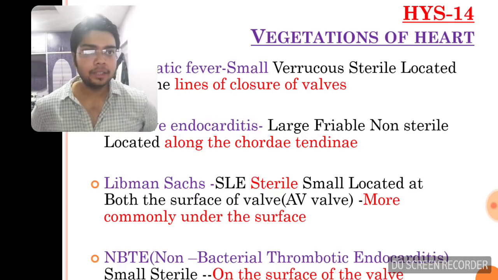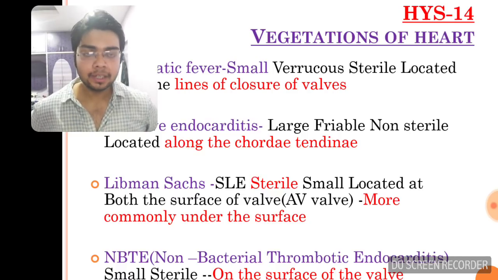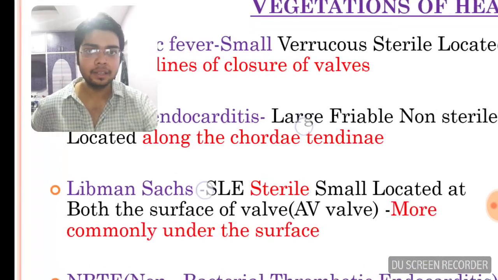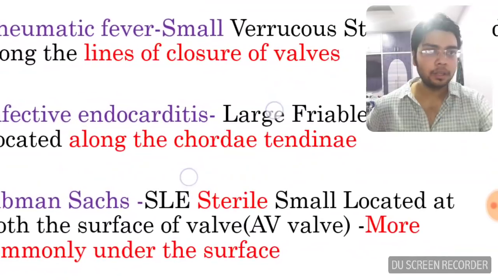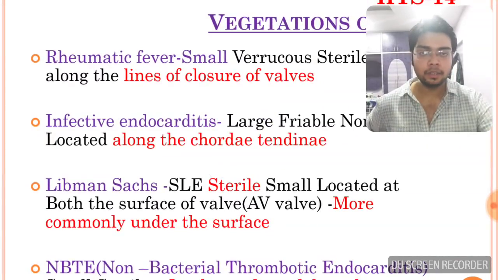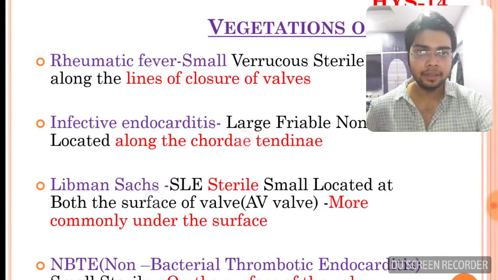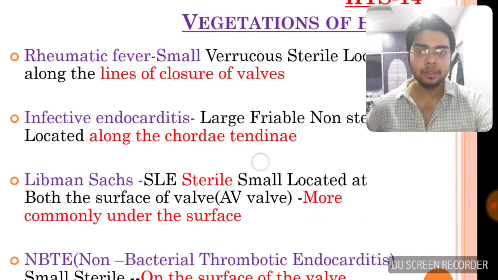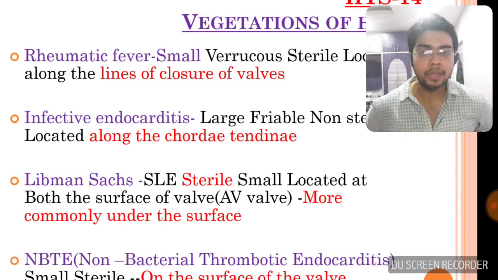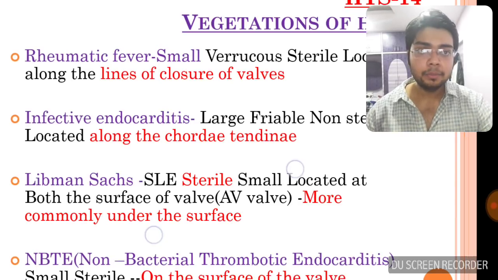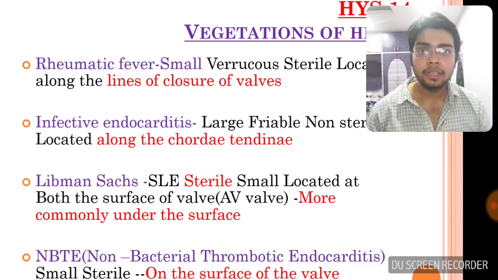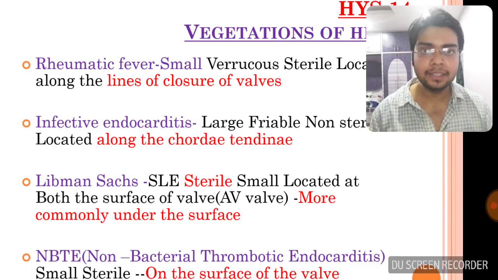So I will start with the vegetations found in the heart. They can ask you this in different ways. They can give one diagram and ask what the pathology is, meaning by seeing the vegetation you have to identify the disease. So you must know the type of vegetation and where it is found. In case of rheumatic fever, small verrucous vegetations, these will be sterile and they will lie along the line of closure. I will show you in the diagram, but first listen.